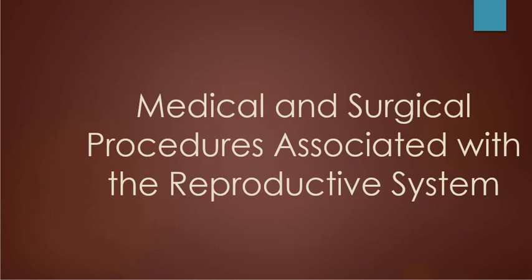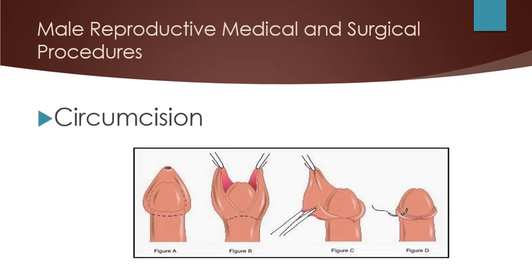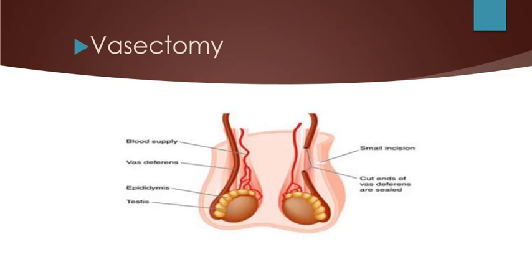The following are medical and surgical procedures that are associated with the reproductive system. The first is circumcision. This is the surgical removal of the foreskin or prepuce of the penis, usually performed on a male infant.